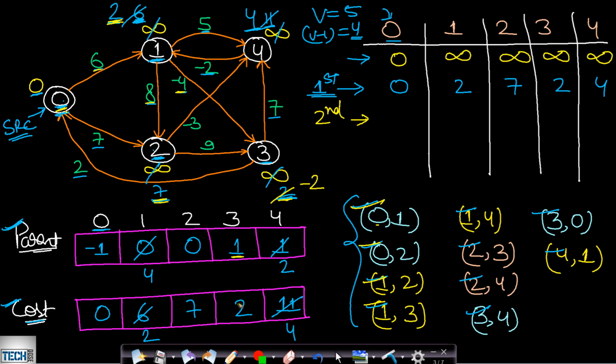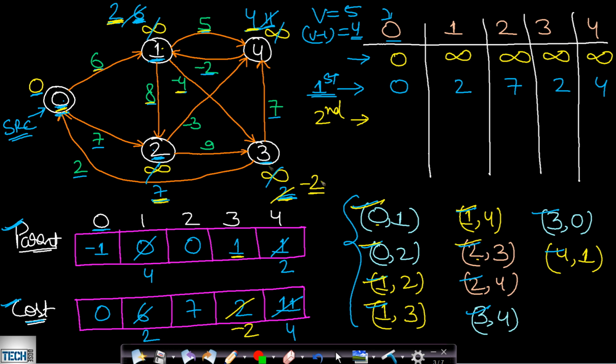And now the cost is not 2, but this will become minus 2. This is the updated cost. Okay. Now again we will process this edge 1 to 4. For this 1 to 4, the cost will be 2 plus 5, which will be 7. But already present cost is 4, so we won't do anything.